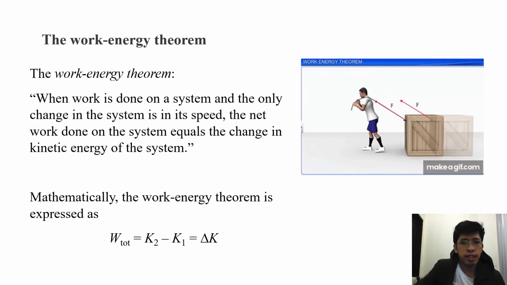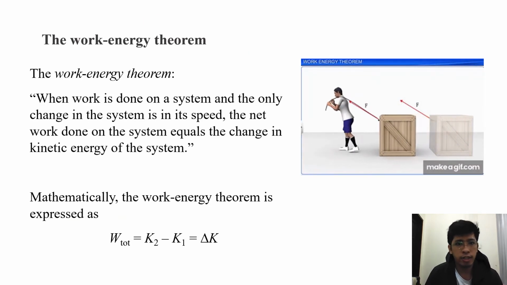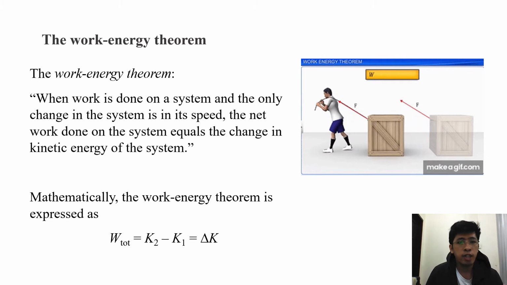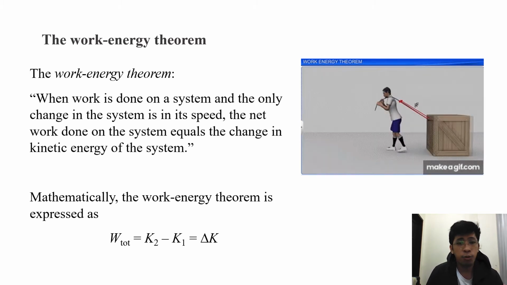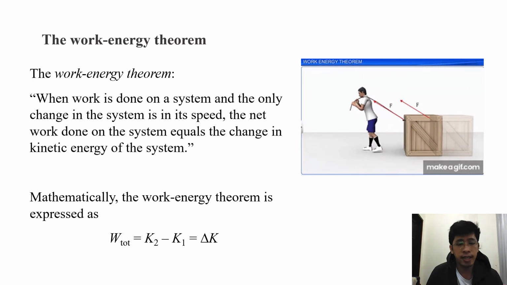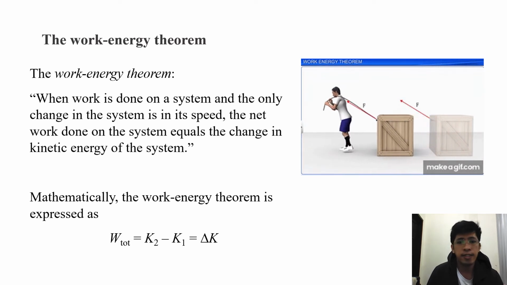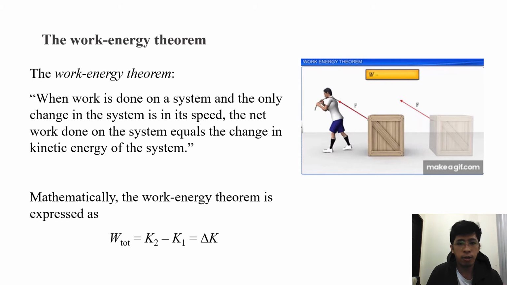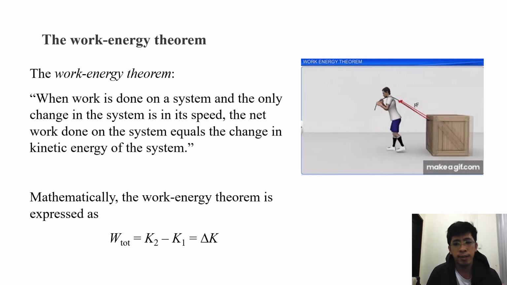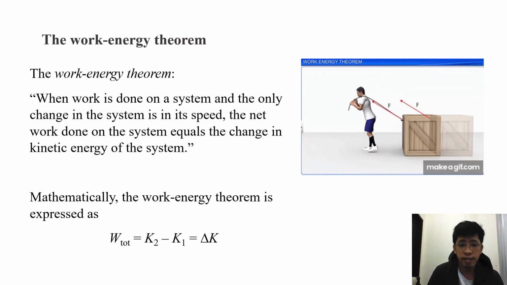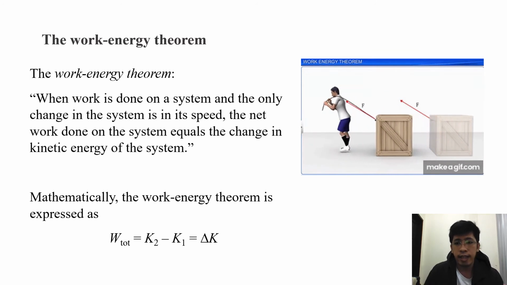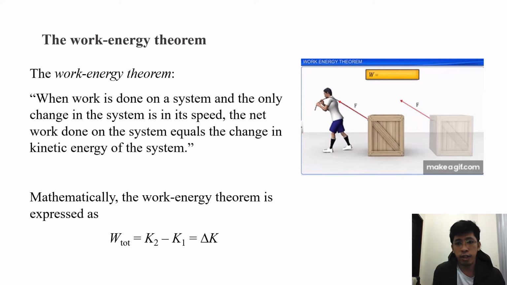The work kinetic energy theorem, or simply the work energy theorem, states that when work is done on a system and the only change in the system is its speed, the net work done on the system equals the change in the kinetic energy of the system. Mathematically, the work energy theorem is W total equals K2 minus K1, or Kf minus Ki, or delta K, the change in your kinetic energy.